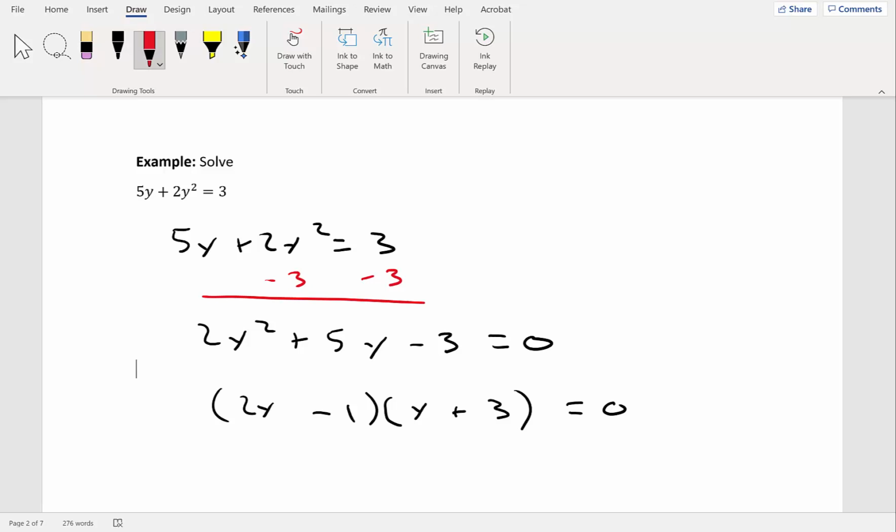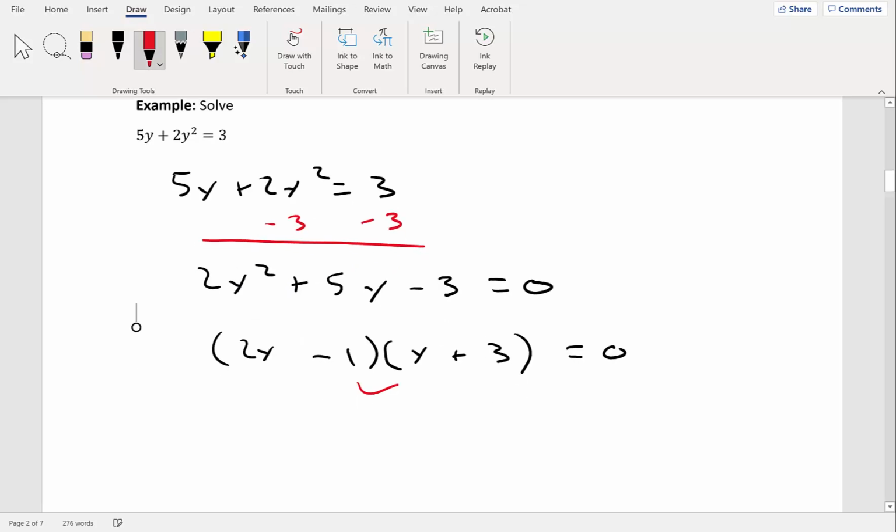You have to check to see if you get the right middle term. So I'll multiply the inside, this gives me negative 1y. Multiply the outside, it gives me positive 6y. If I add them, I get 5y, which is that same middle term. So that means I factored it correctly. Now let's set each factor equal to 0 and then solve. So we have 2y minus 1 equals 0 and y plus 3 equals 0.